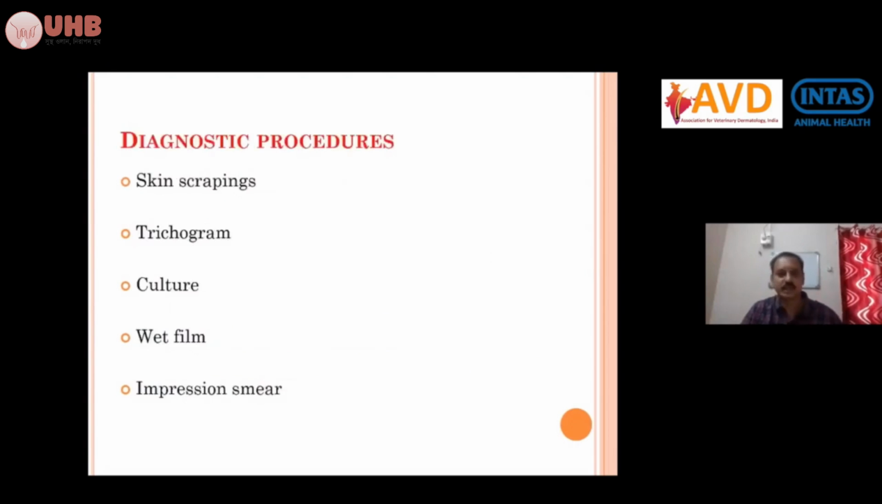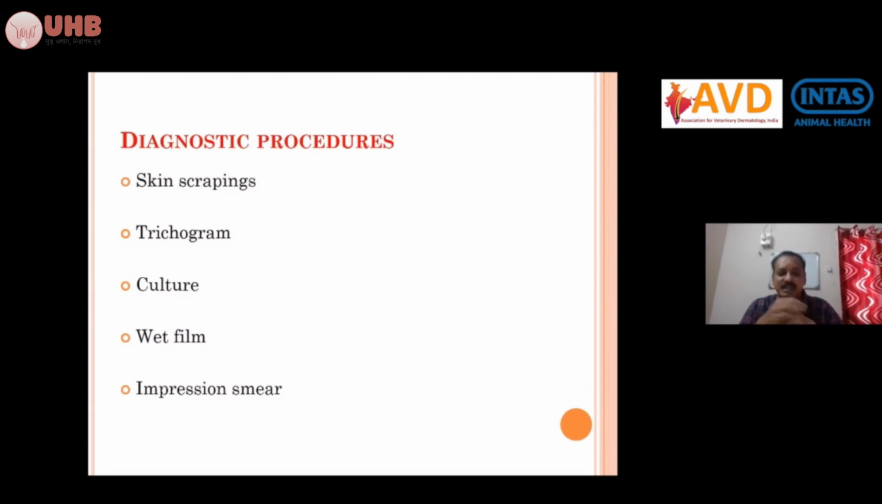What are all the diagnostic procedures available? First thing is the skin scraping, and the trichogram. I will tell you how to take the skin scraping. Trichogram means the evaluation of the hair follicle. You pluck a hair, put it on a slide with a drop of mineral oil, liquid paraffin, or just a drop of water or saline, put a cover slip and see it under a low power microscope. That evaluation of the hair follicle is called trichogram. In some cases we will take a sample for culture and sensitivity, in cases of pyoderma, recurrent pyoderma or intertrigo, we will go for culture and sensitivity.